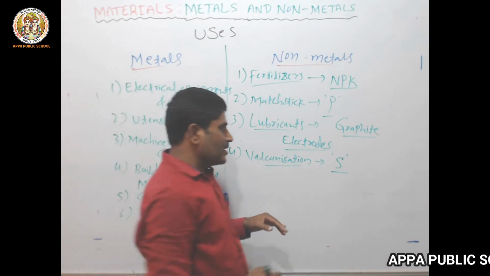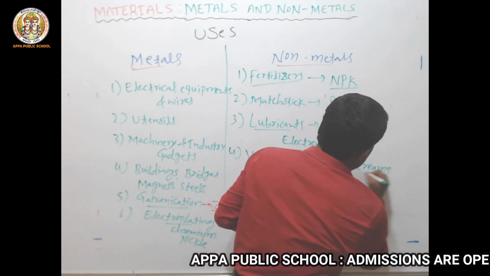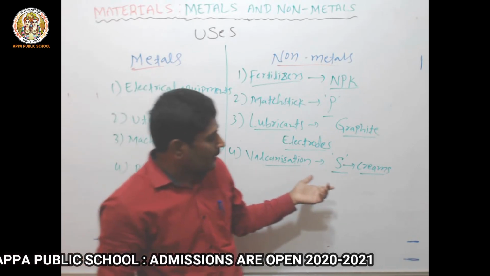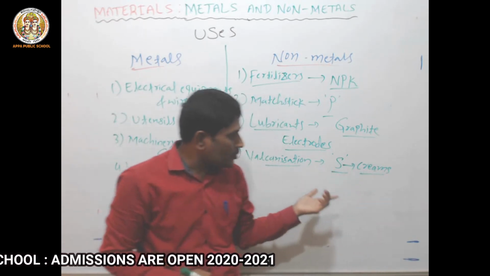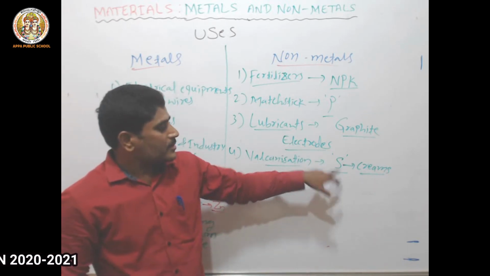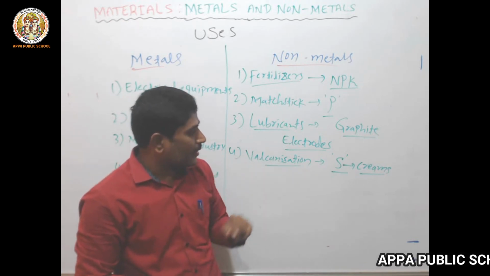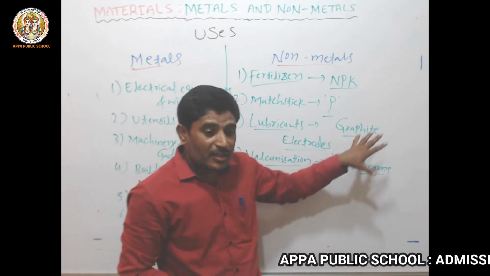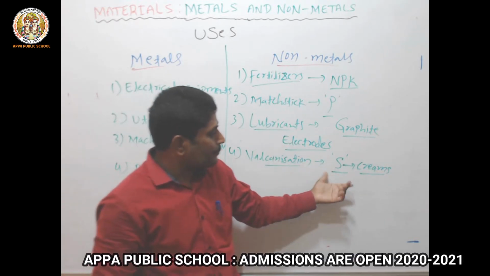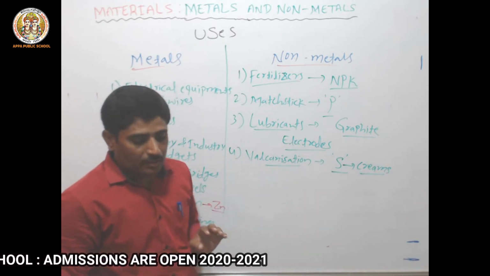Okay, and this sulfur is used to prepare some creams. Creams means to apply on the skin. Such creams are prepared by using sulfur. Okay, antibacterial creams are there. Antifungal creams are there. For itching sensation, there are some skin diseases, no? We can prepare the creams with the help of sulfur. Isn't it? It is a non-metal.